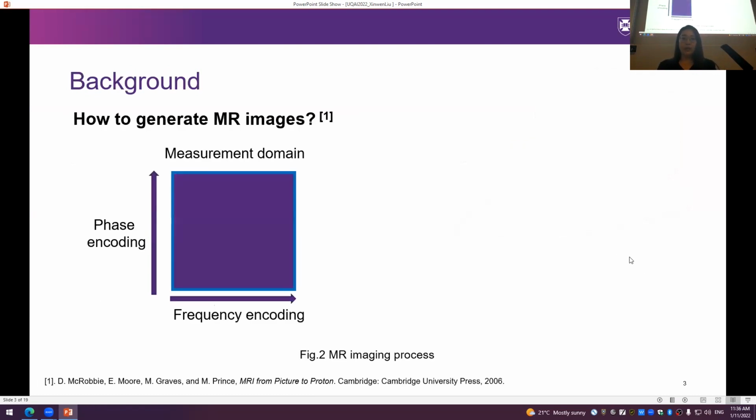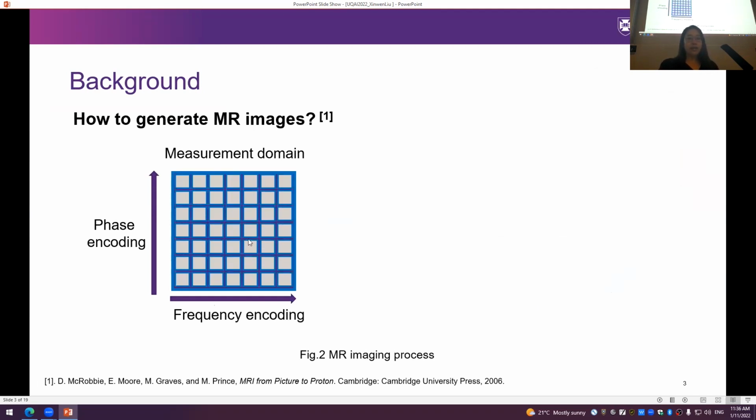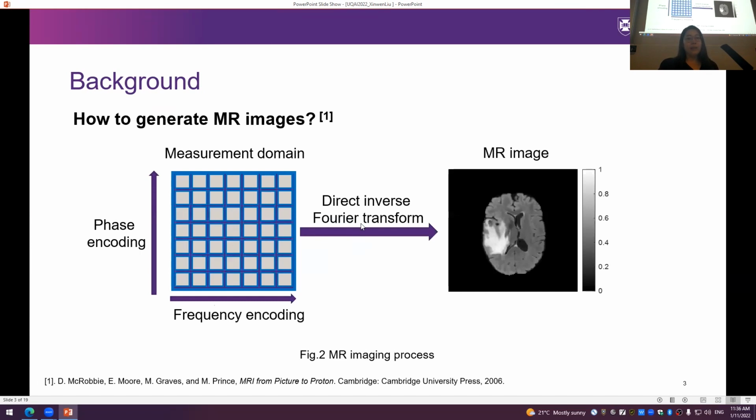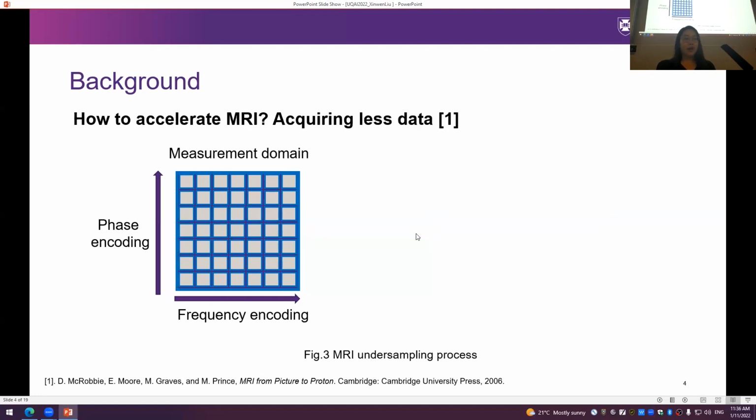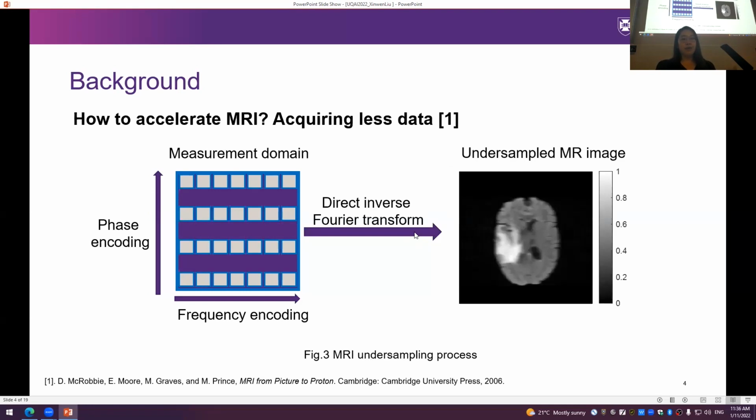So talking about the imaging process, you may ask, why is that really slow? This is because when we generate MRI images, we need to acquire the signals sequentially like this in the measurement domain. And then by taking the direct inverse Fourier transform, we can get an MRI image. So one direct approach to accelerate the process is to acquire less data, then it will be accelerated.